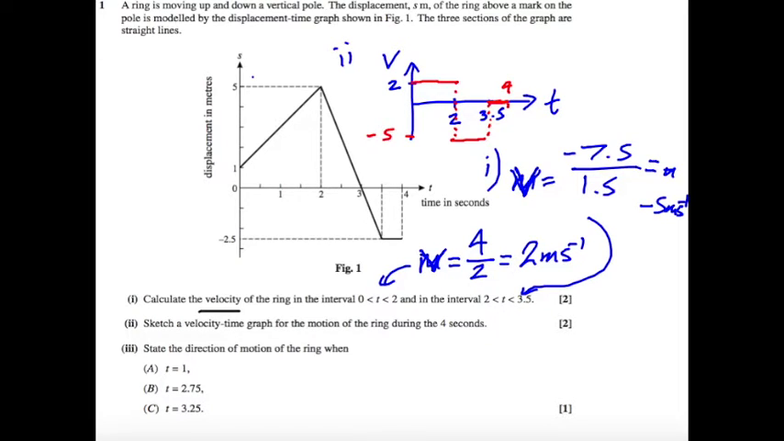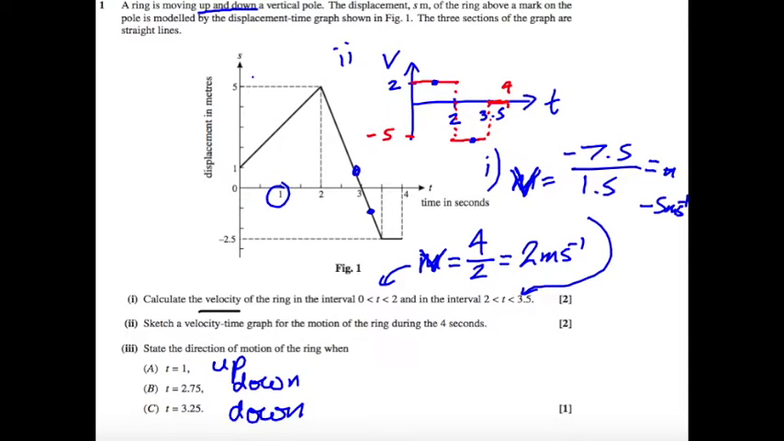Right, part 3, state the direction of the motion of the ring when t equals 1. So we can look at either graph really. So at t equals 1 here, we can see the ring is moving up the pole. Remember it's moving up and down a vertical pole. And we can also see that the velocity is positive here, so we can say up. At 2.75 we're in this part here, so we can see the velocity is going down, so it's negative, so that'll be down. And then at 3.25 it's still negative, so we can say down again.